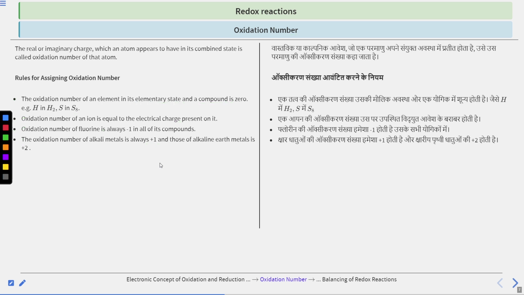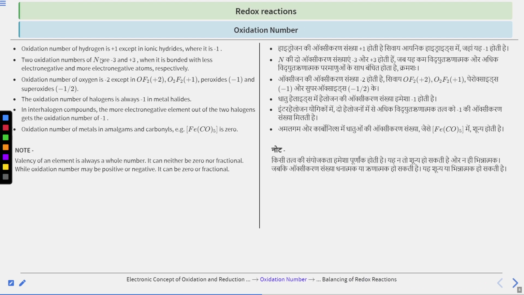And the oxidation number of hydrogen is +1 except in ionic hydrides. So the oxidation number of hydrogen will be +1 everywhere except in ionic hydrides, where it is -1. Other than that, in any compound, the hydrogen oxidation number will always be +1.